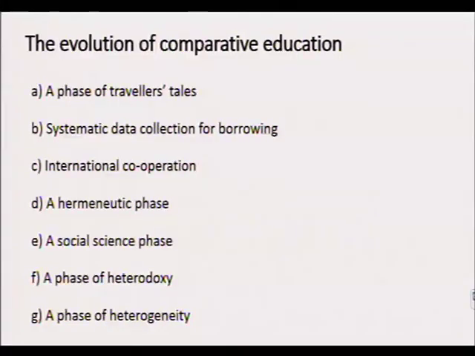They are, first of all, a phase of traveller's tales; second, systematic data collection for borrowing; in the third place, international cooperation; the fourth, a hermeneutic phase; fifth was the social science phase; then the sixth phase, the phase of heterodoxy; and the last phase is known as a phase of heterogeneity. Please make sure that you do refer to it in your guide and that you familiarize yourself with each of these phases.